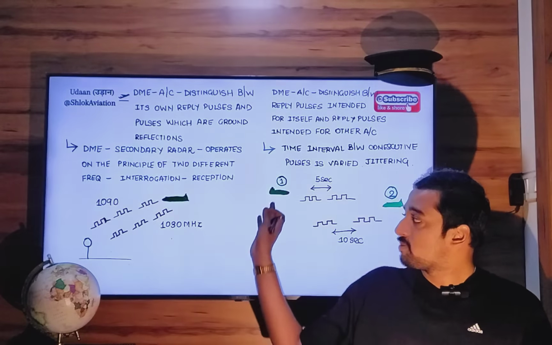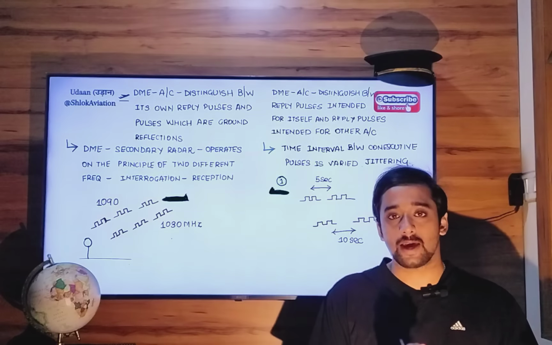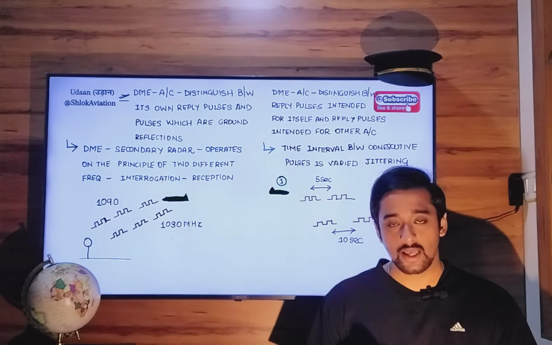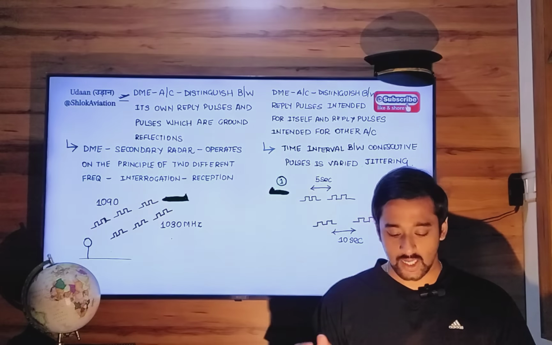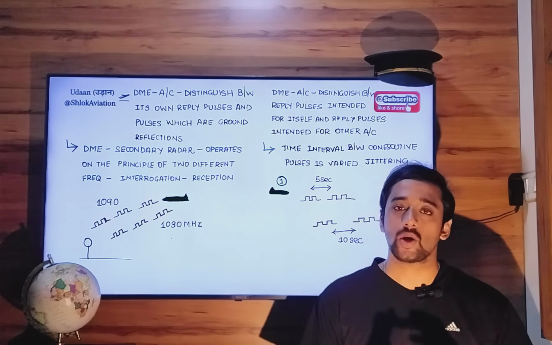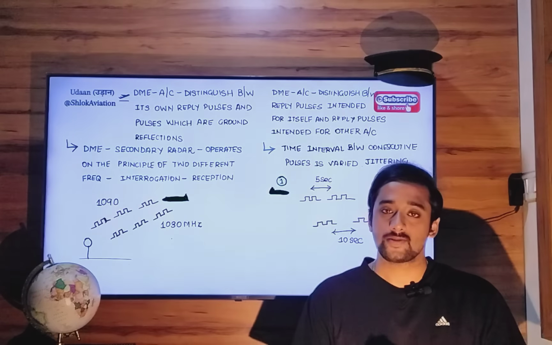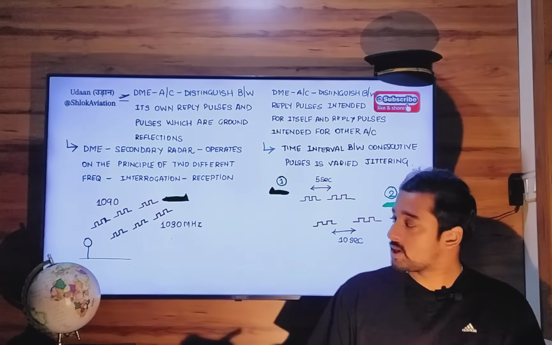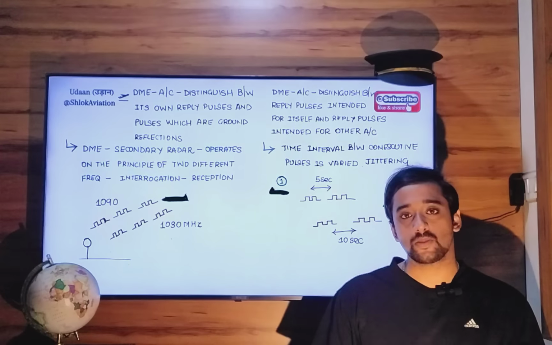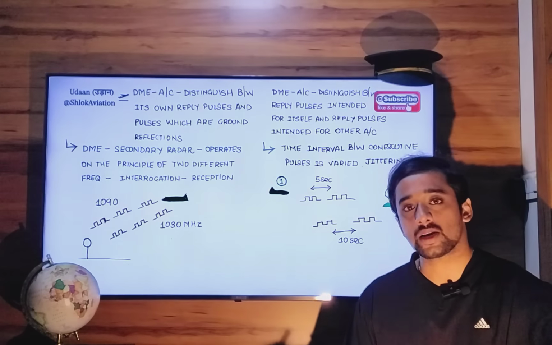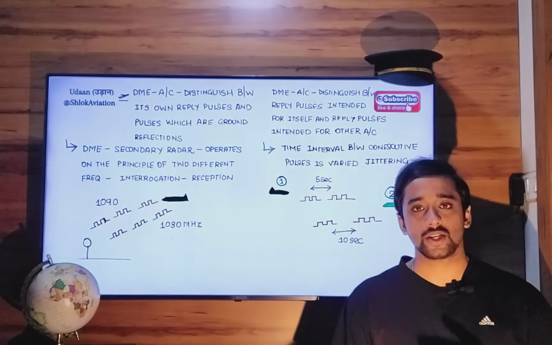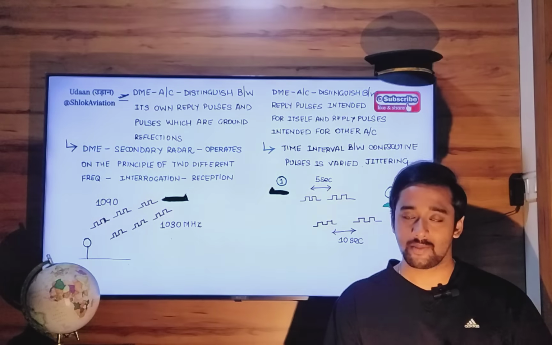So aircraft number one will only accept those reply pulses coming from the DME station whose time interval is equal to 5 seconds. It will reject all other pulse pairs whose time interval is different from 5 seconds. Aircraft number two in this case will only accept those pulse pairs which are at a time interval of 10 seconds and reject those pulses which are not at this time interval.